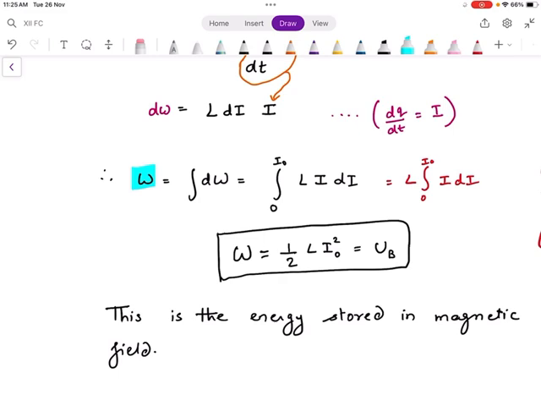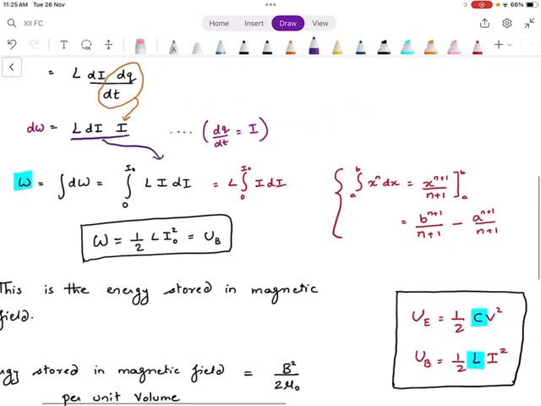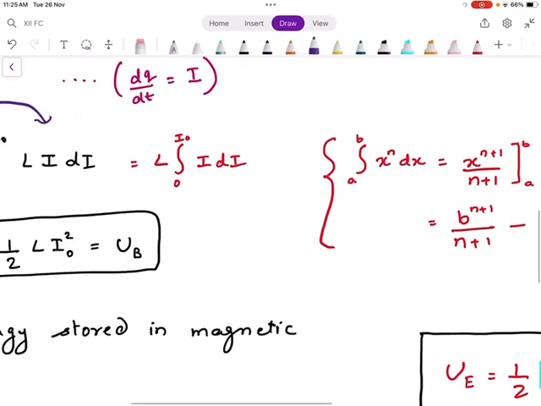So the current is increased from 0 to I naught. And whatever the value of dW was, I'll put that term over here. So I have L di into I. L is again a constant, not depending on anything; it is the self inductance of the inductor. I can take it out of the integration sign and I get L comes out, integration 0 to I naught, I into di.